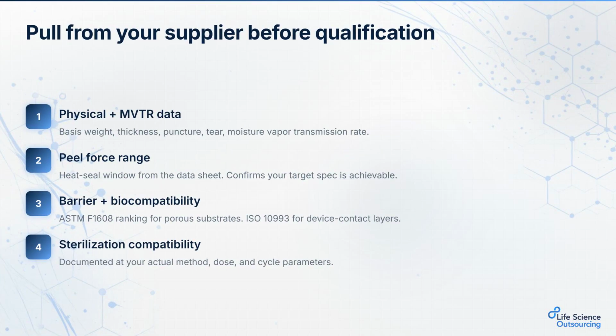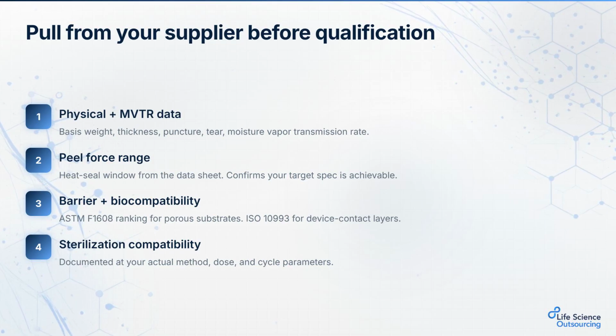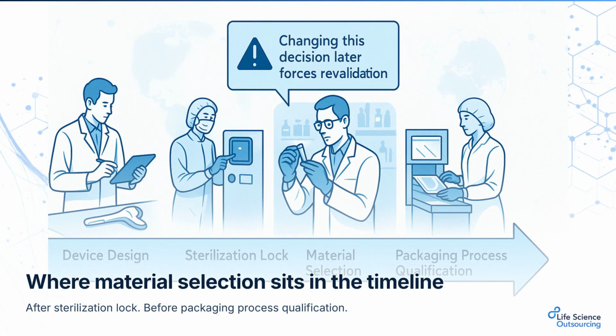Before you commit, get the data from your supplier. Physical properties, MVTR, peel force range, ATM and microbial barrier ranking for porous substrates, ISO 10993 biocompatibility, and sterilization compatibility at your actual dose and cycle parameters. Make this call after you have locked sterilization, but before you run your first process qualification lots.